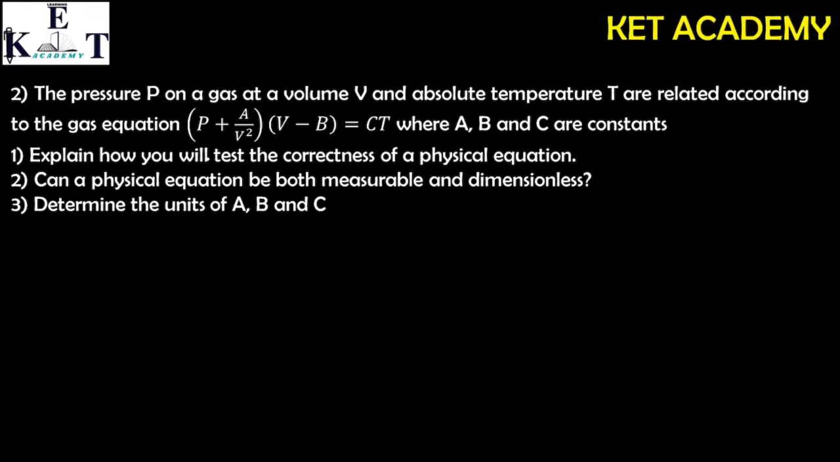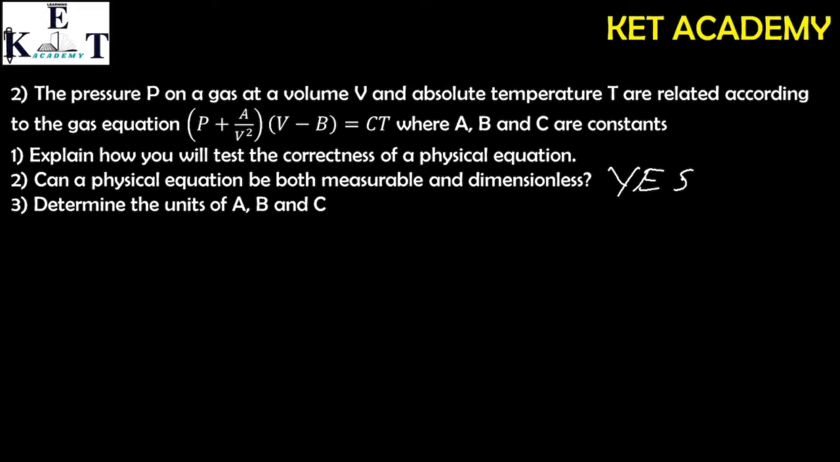The second part says: can a physical equation be both measurable and dimensionless? Here the answer is simply yes, because we have quantities like the refractive index and angles. These are quantities that are measurable, but they are unitless or dimensionless. So definitely it's yes. And the third question says to determine the units of A, B, and C. So here is where we are going to test our knowledge of units.